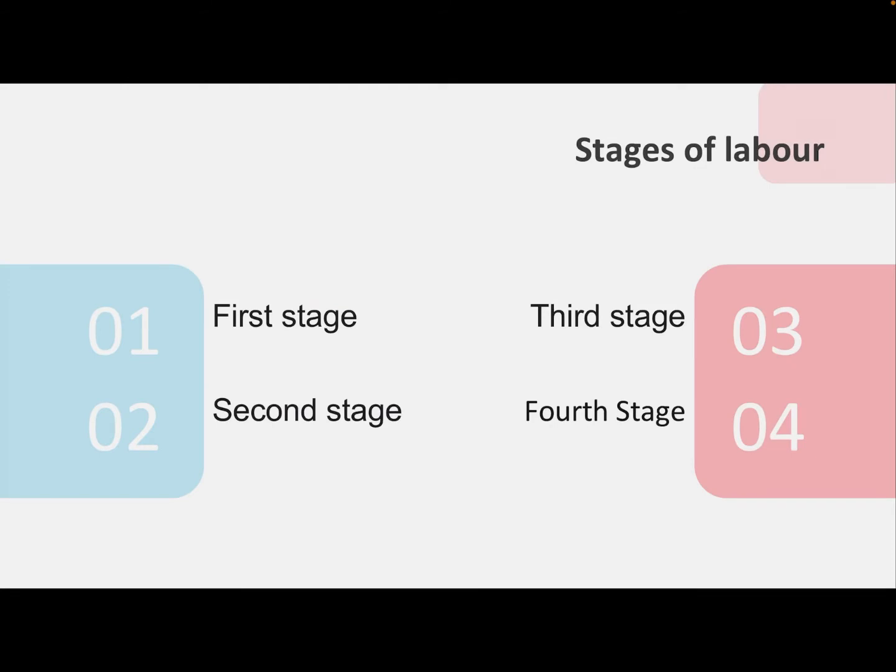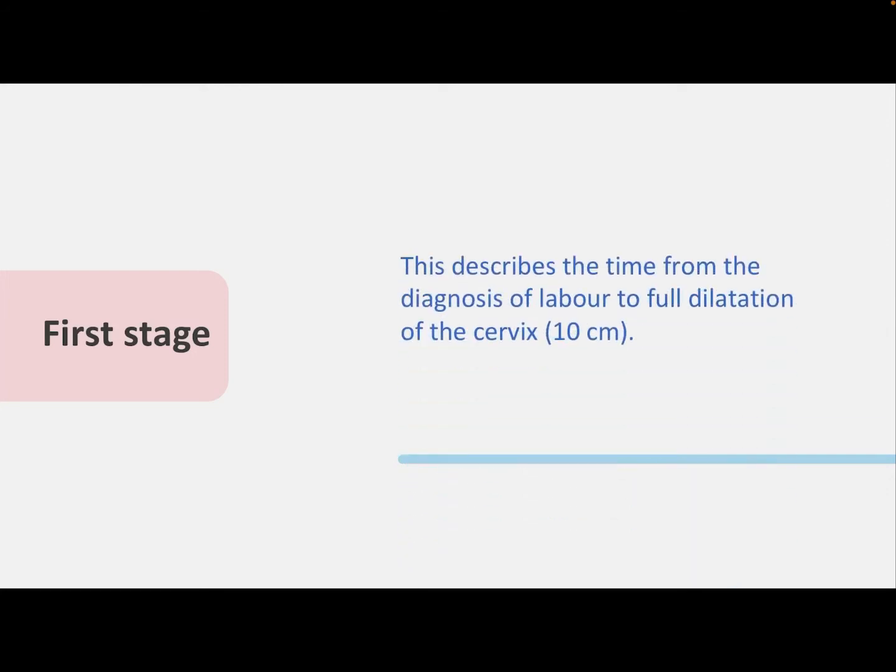Okay, so what are the stages of labor? We have 4 stages: the first stage, then moving to the second stage, third stage, and fourth stage. Okay, we will start with the first stage. The first stage describes the time from the diagnosis of labor to the full dilation of the cervix. And the fully dilated cervix will be 10 centimeters.